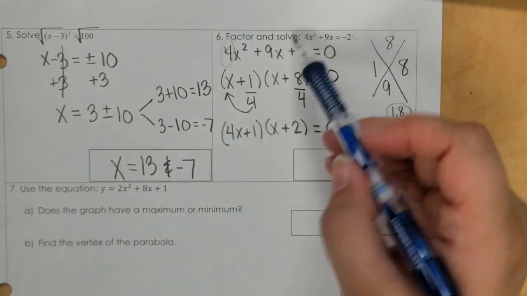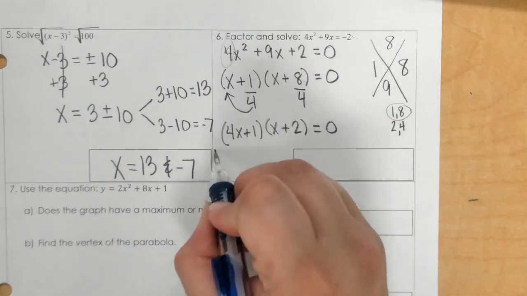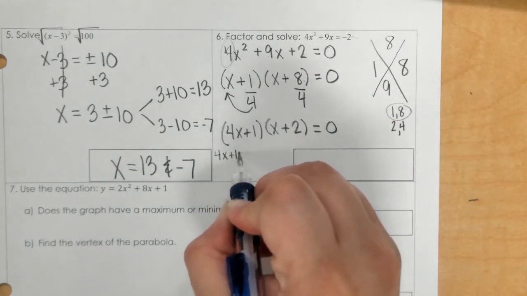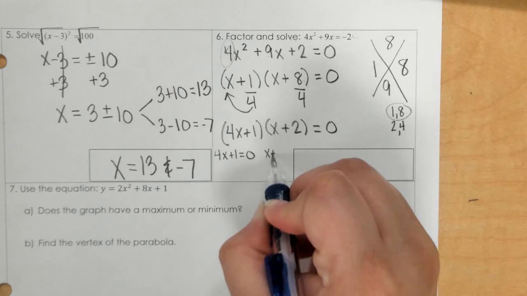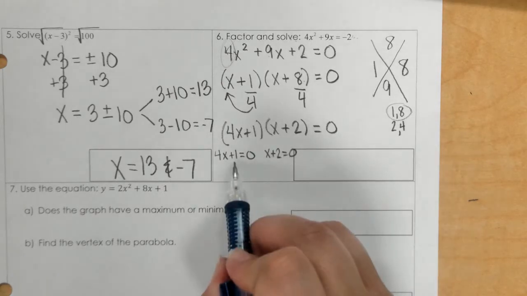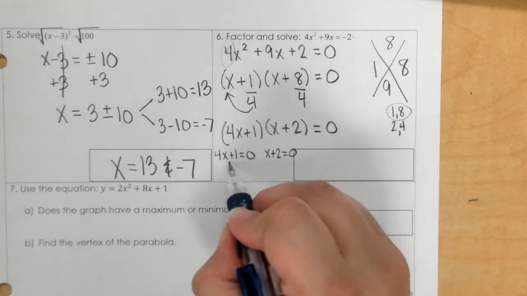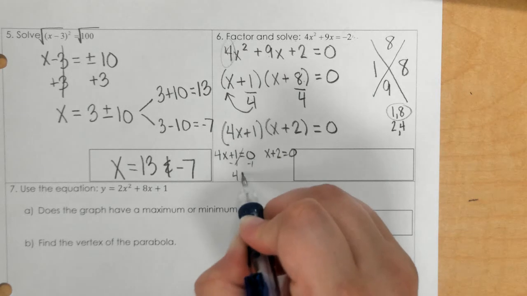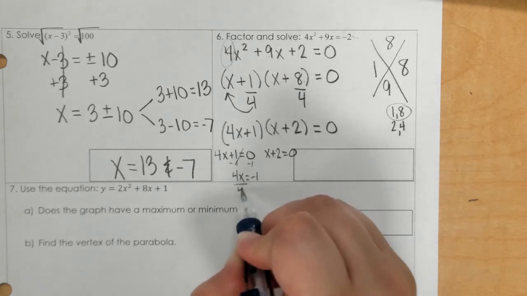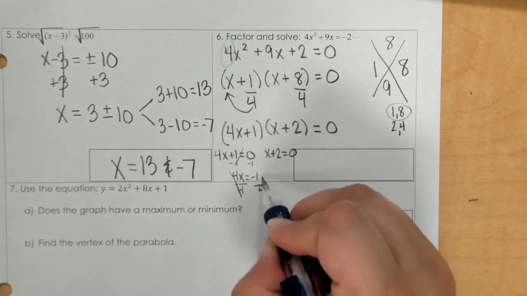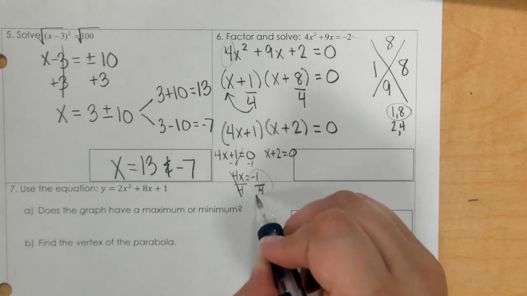Now, since it says to solve, we need to set each part equal to 0 and solve those 2 equations. So here we would subtract 1 first. So 4x equals negative 1. Then we would divide by 4. So you should see that x equals negative 1/4.